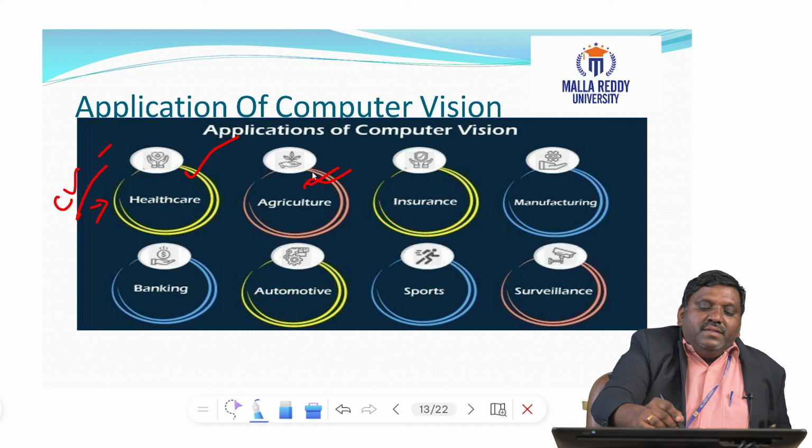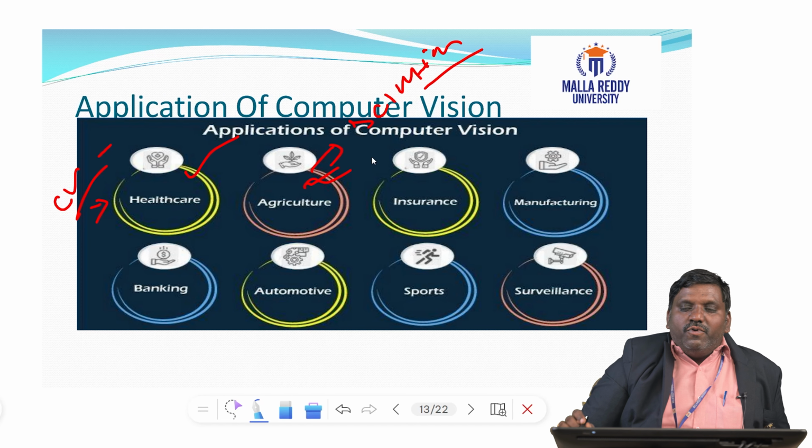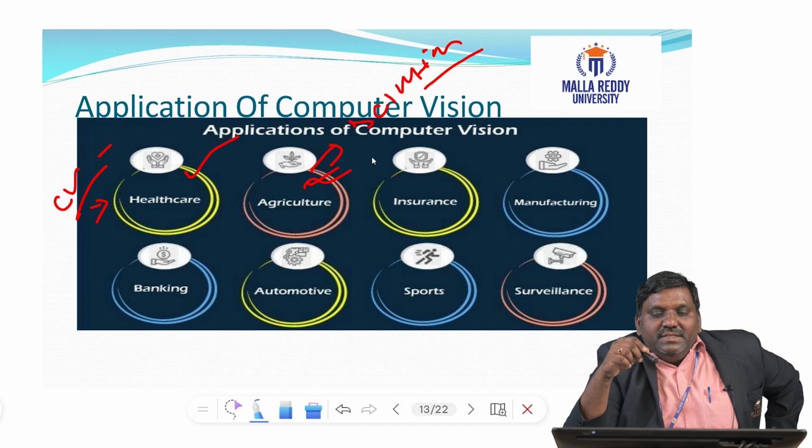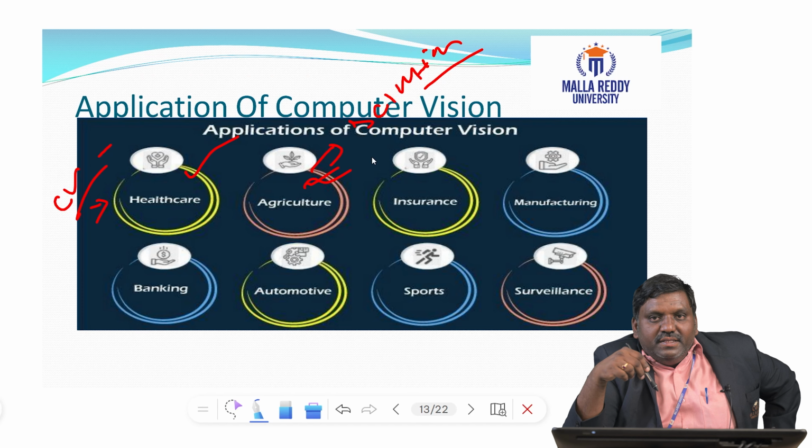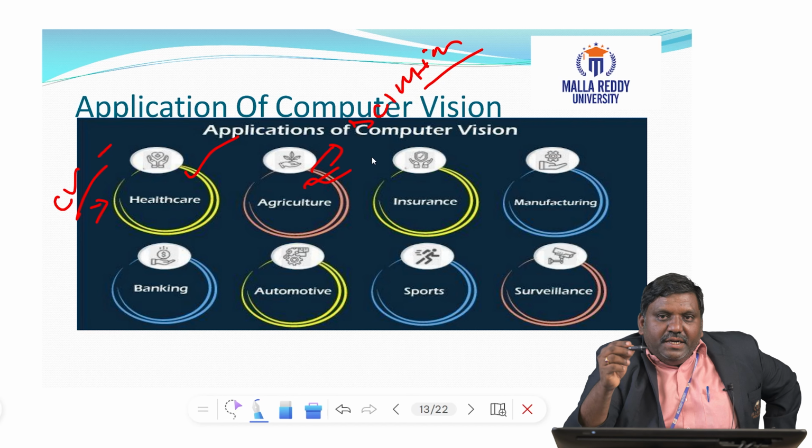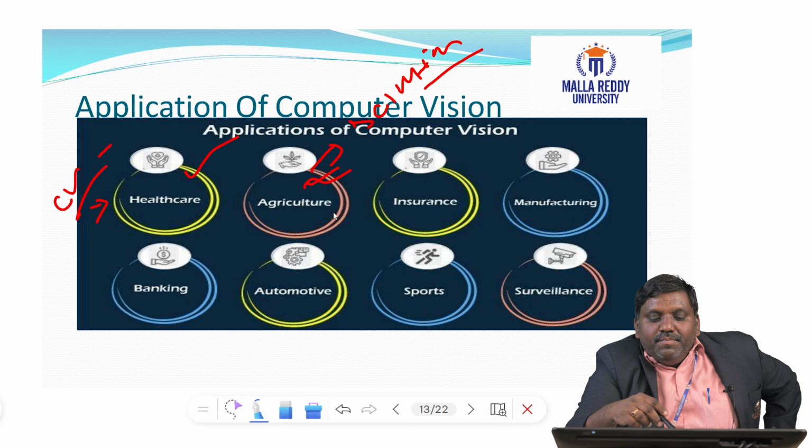Then they are getting an immediate solution for the problem. Problem means what the disease is, which kind of disease has affected the plant, and then what alternate medicine we want to give, like that. So in the agriculture field also, computer vision plays a major role.